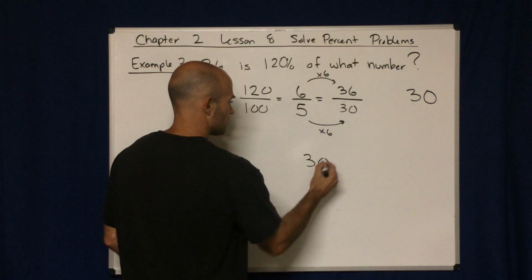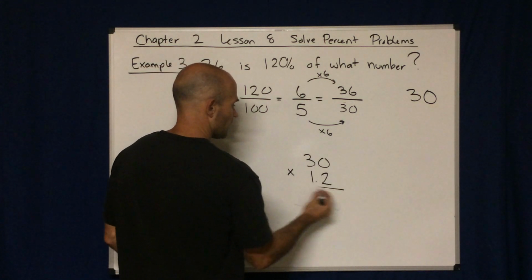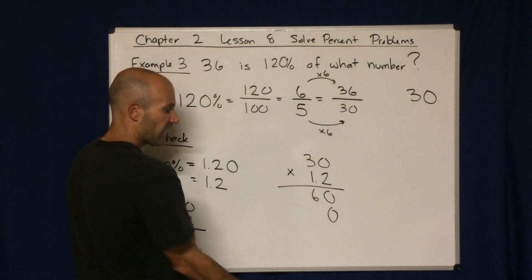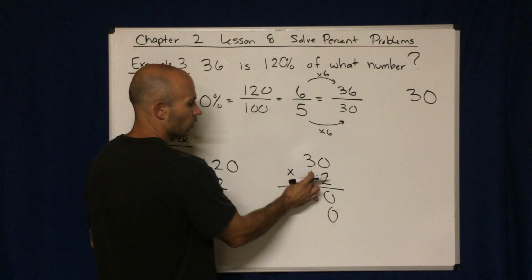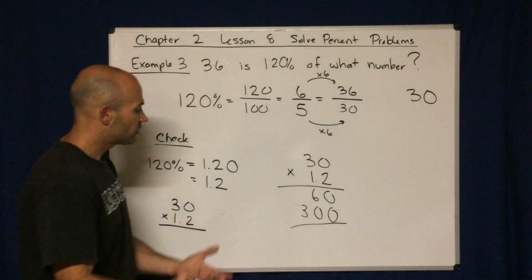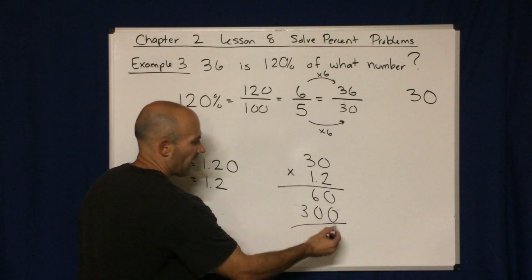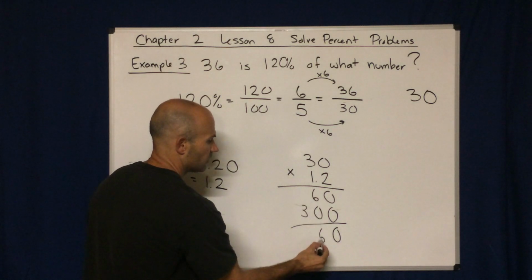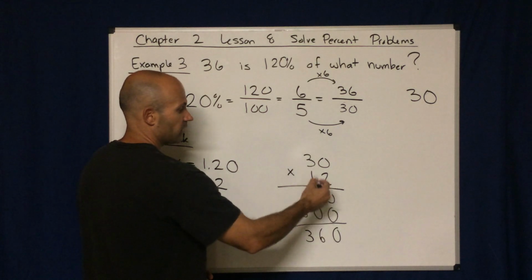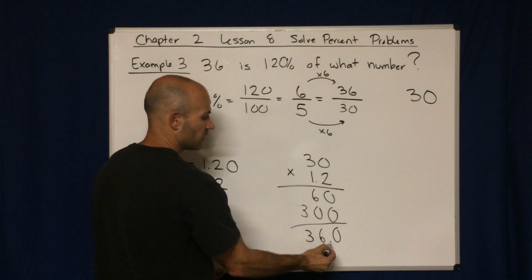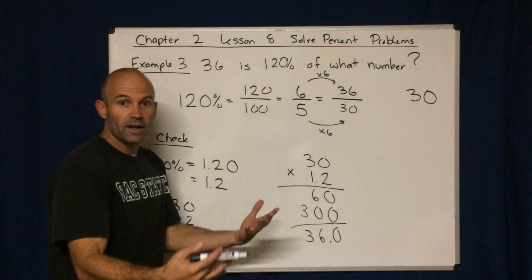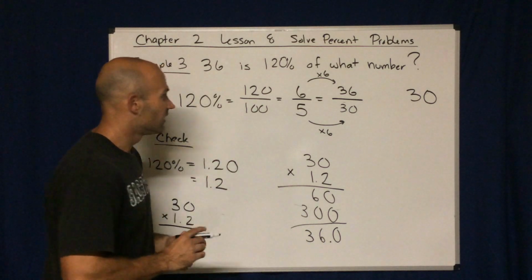So 30 times 1.2. 2 times 0 is 0, 2 times 3 is 6. Add that 0 for the placeholder. 1 times 0 is 0, 1 times 3 is 3, and this always goes fast watching someone else do multiplication. Add, 6 and 0 is 6, and 3. I have a total of 1 decimal place in all my numbers up top here, so 1 decimal place down below. And what do we see? We see 36. So we've confirmed our answer using our techniques from lesson 7. Good.